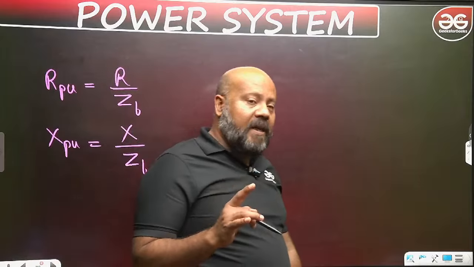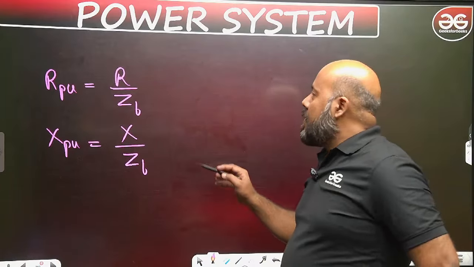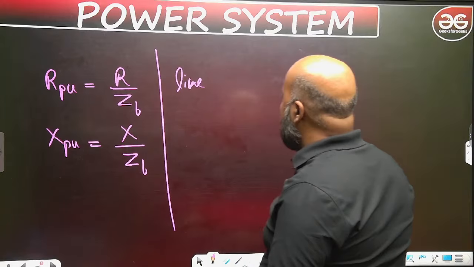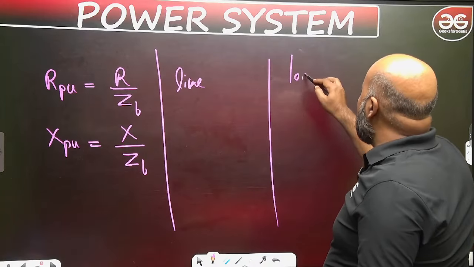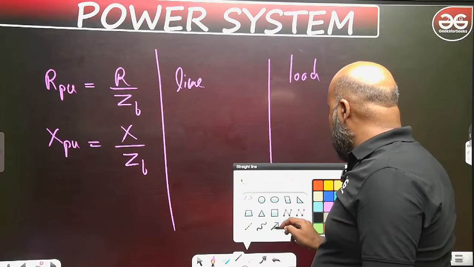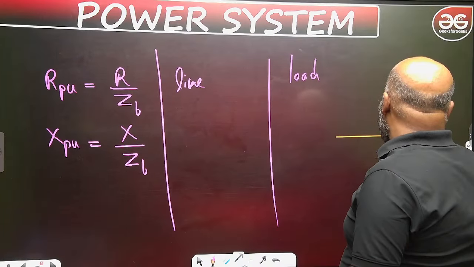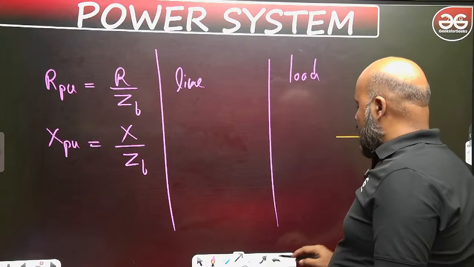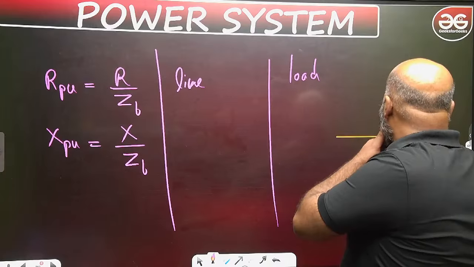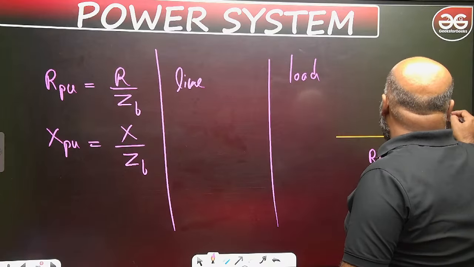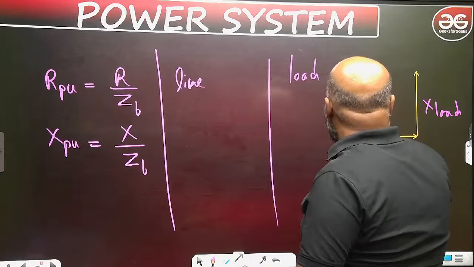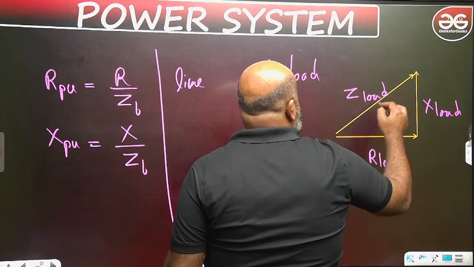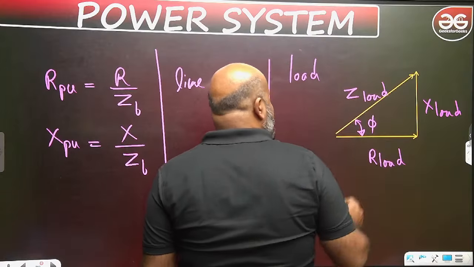So this is for the line. I hope you are getting this. But when you are writing for the load, it is going to be different. Suppose this is R load, this is X load, and this is the Z load. This angle we are defining as phi.